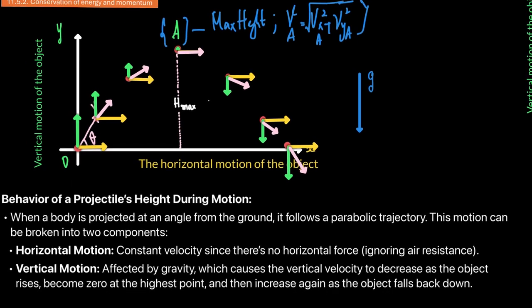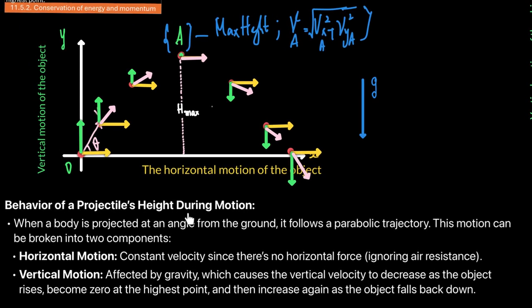Okay, so what is the behavior of an object which is under projectile motion? When a body is projected at an angle theta from the ground, it follows a parabolic trajectory. Okay, this motion can be broken into two components. One is the horizontal component at constant velocity, since there is no horizontal force, ignoring air resistance. So the horizontal motion is constant in nature. Second one is vertical motion, which is affected by gravity, which causes the vertical velocity to decrease as the object rises and then increase as the object comes down.